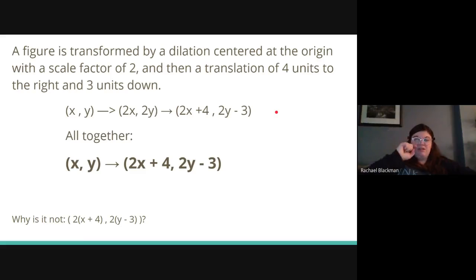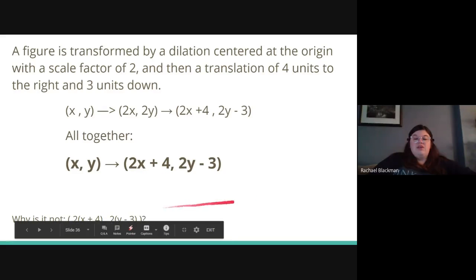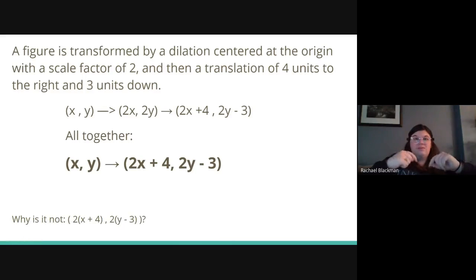Why is it not, if you look down there, 2 times (x + 4), comma, 2 times (y - 3)? Well, if you see in parentheses, we have the x + 4 and the y - 3. That's happening first, right? Kind of like order of operations. So there is our translation first and then our dilation, all right? So this one shows our dilation first and then our translation, whereas down here with that rule, as soon as I see those parentheses, I see that my translation was done first and then my dilation.